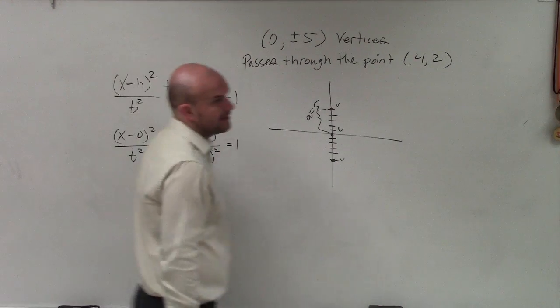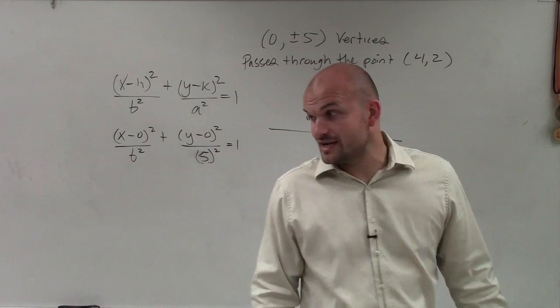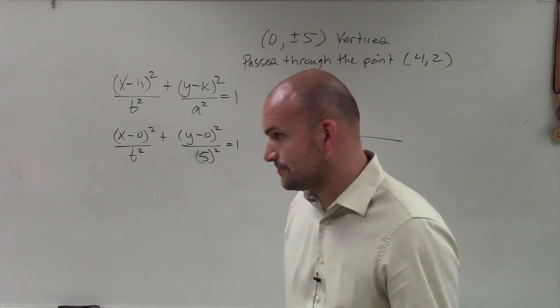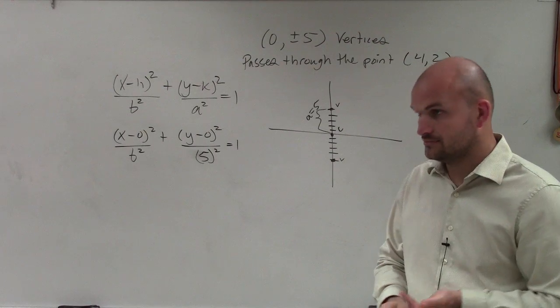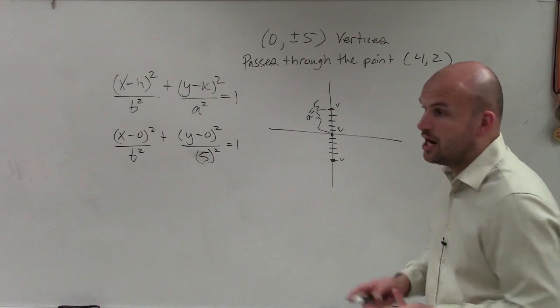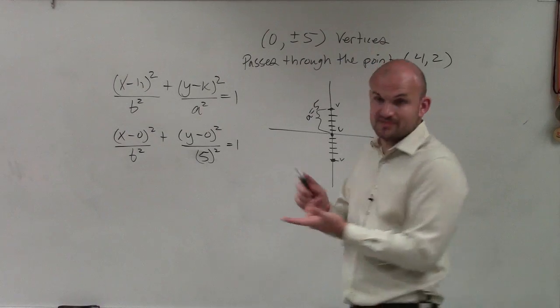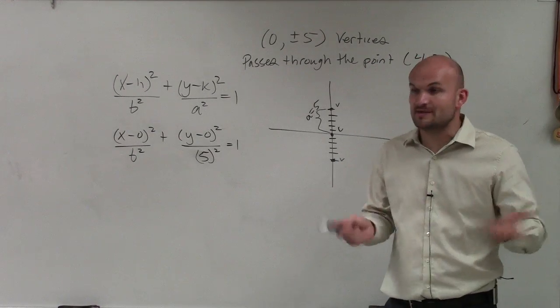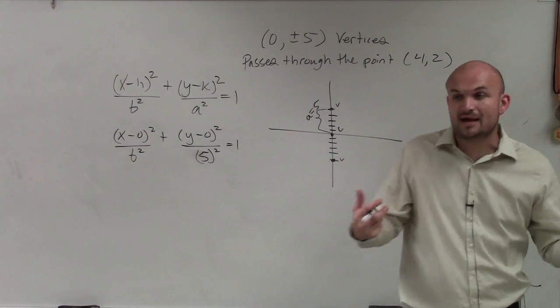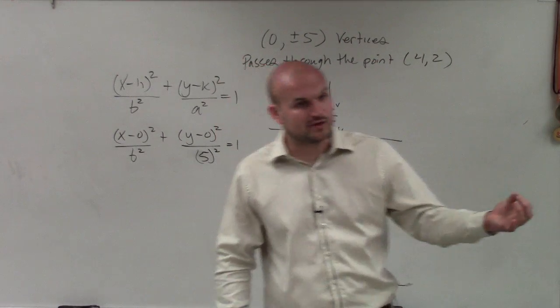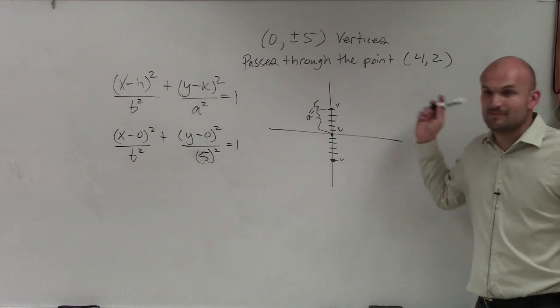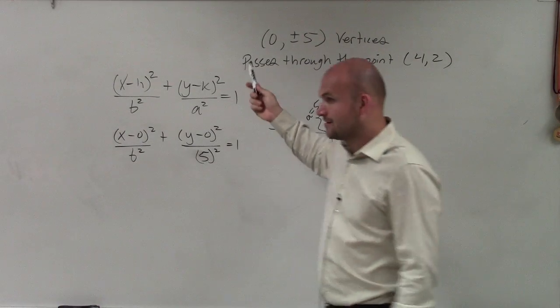Equals 1. OK? Now, ladies and gentlemen, they're asking us to find the standard form of the equation, right, Lucas? So we don't know x, we don't know y, and we don't know b. Correct? The only thing x and y represent is points on the ellipse. There are infinitely many points on the ellipse. That's what x and y represent. B represents the distance from the center to my co-vertice. Do I have any information on my center to my co-vertice?